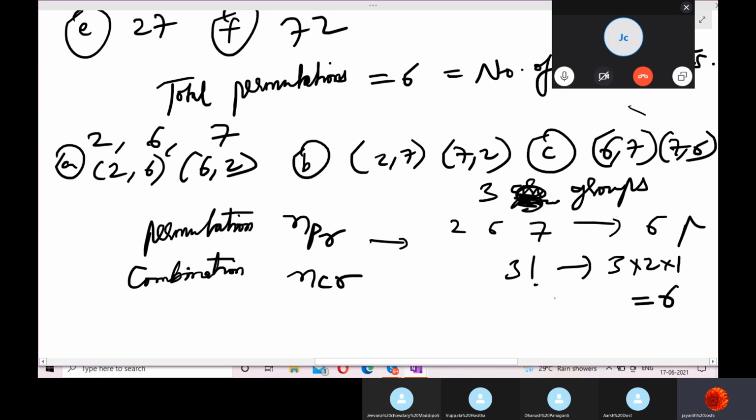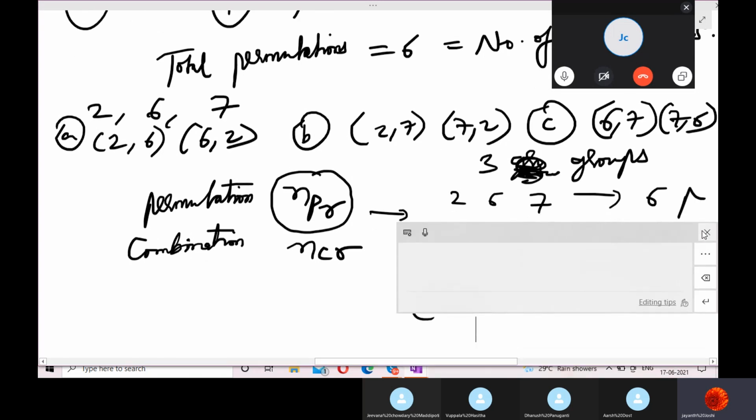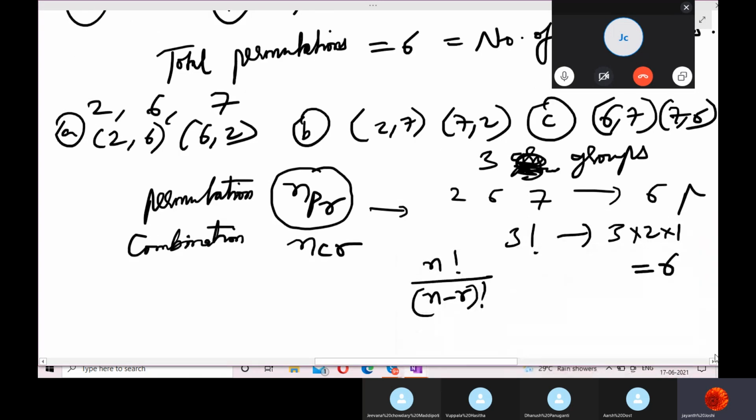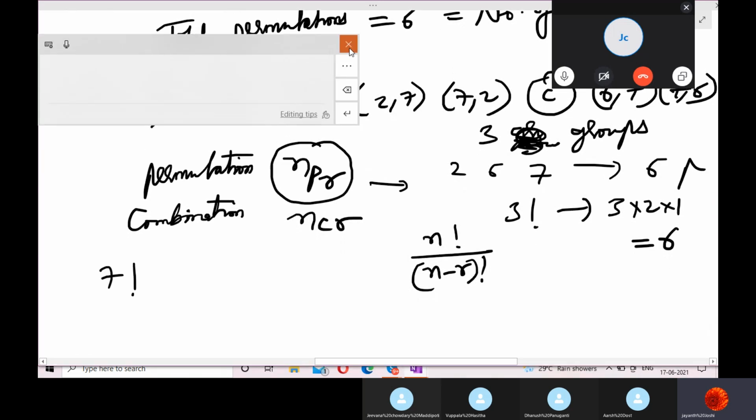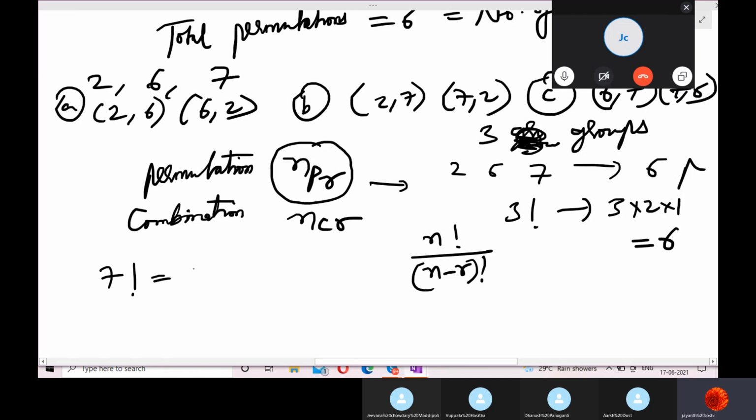And how did you get this 3 factorial? I will prove this. So this is nPr: n factorial by n minus r factorial. First of all, what is a factorial? That is also kind of troubling you. See, factorial means, suppose I say 7 factorial. What is the meaning of 7 factorial? 7 factorial can be written as 7 into 6 into 5 into 4 into 3 into 2 into 1. This is 7 factorial.